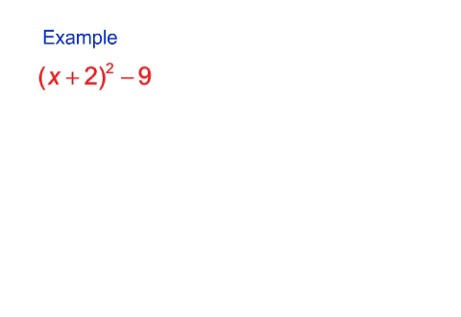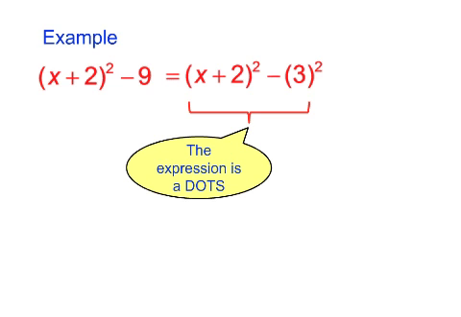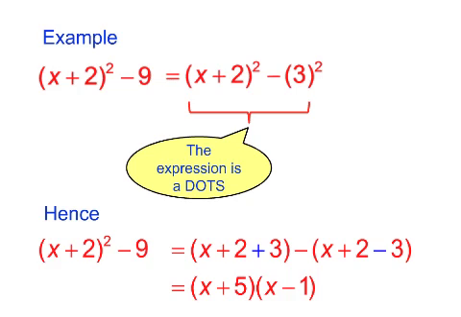Now, in this final example, we have x plus 2 all squared minus 9. First question is, are these two terms perfect squares? Well, the first term must be, because it's x plus 2 all squared, and 9 is a perfect square because 9 is 3 times 3. So we now have the expression x plus 2 all squared minus 3 all squared. In the rule, that gives us x plus 2 plus 3, notice the blue plus, times x plus 2 minus 3, notice the blue minus, which simplifies to x plus 5, brackets, x minus 1. And that's our answer.